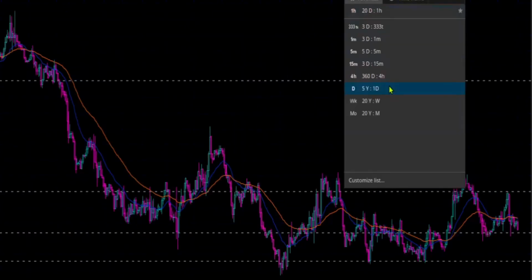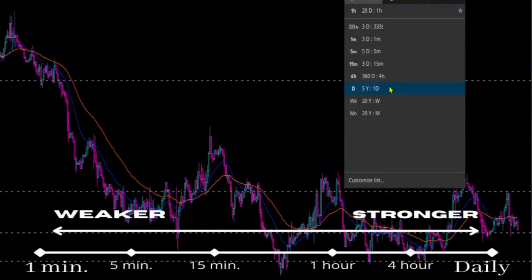To better understand these trading levels, it is important to remember that the longer the time frame, the stronger the signal will be.